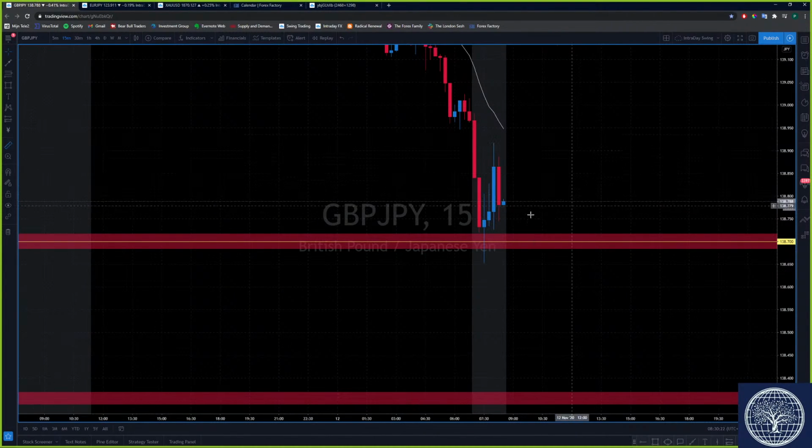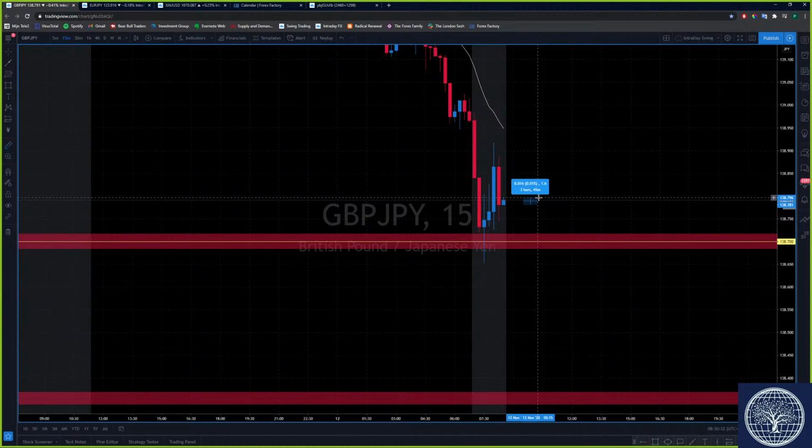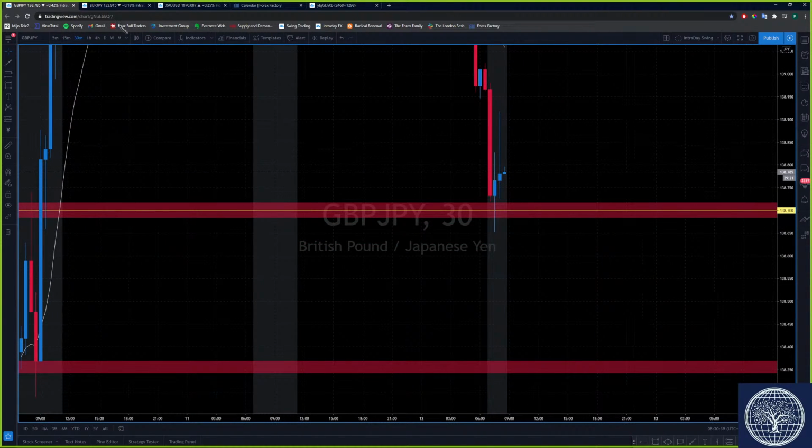Actually, I'm gonna wait because the range is kind of small, and I think if price can break this 30-minute low, then I think it'll be very good for Celsius.